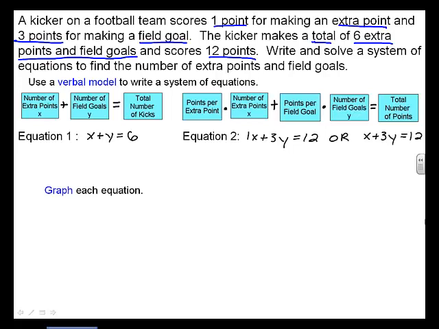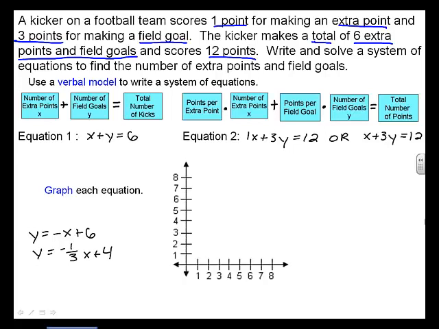Now we want to graph each equation. Before we do this, let's put both equations in slope-intercept form. This makes equation 1 y equals negative x plus 6. And equation 2 y equals negative 1/3 x plus 4.